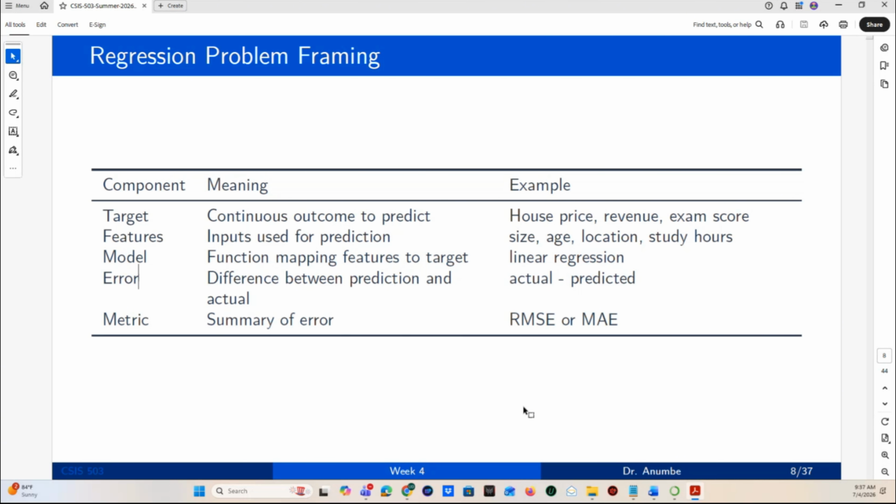And then there are different ways of capturing error. Generally the mechanisms or the tools for capturing error are the things we refer to as error metrics. They summarize the error, and there are different kinds of them. You have your RMSE, MAE, and all kinds of other error metrics.